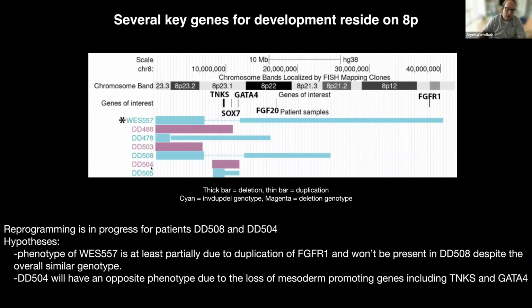The other line that's in progress, I think, is this 504 line. These are being done by the foundation. And this is of interest to us, especially because it's not a huge deletion. They're all big, but in the scheme of things, it's not huge. And it's around a couple of these mesoderm promoting genes, including this tankyrase gene. And so we would predict, based on these genes at least, that this will have an opposite phenotype, that there will actually be a loss of mesoderm due to a loss of some of these mesoderm promoting signals and transcription factors.